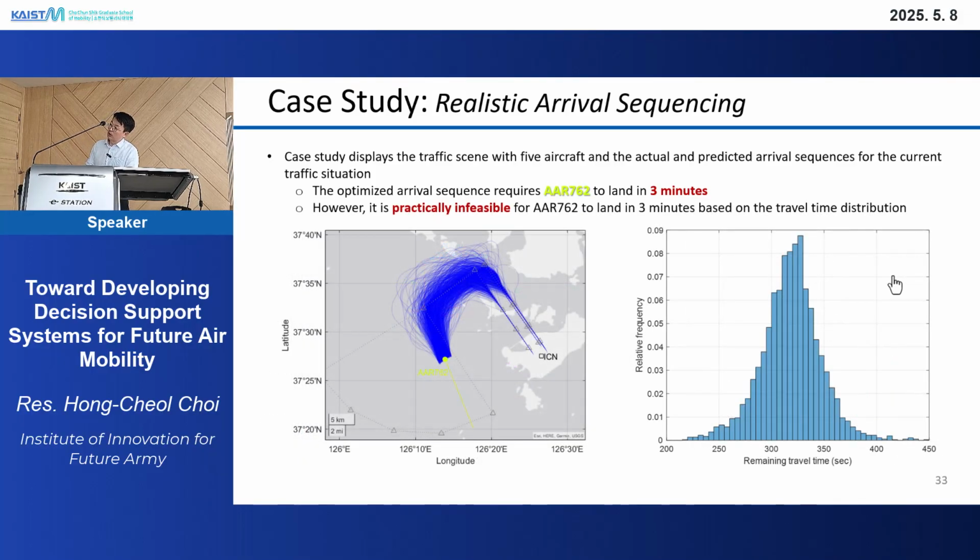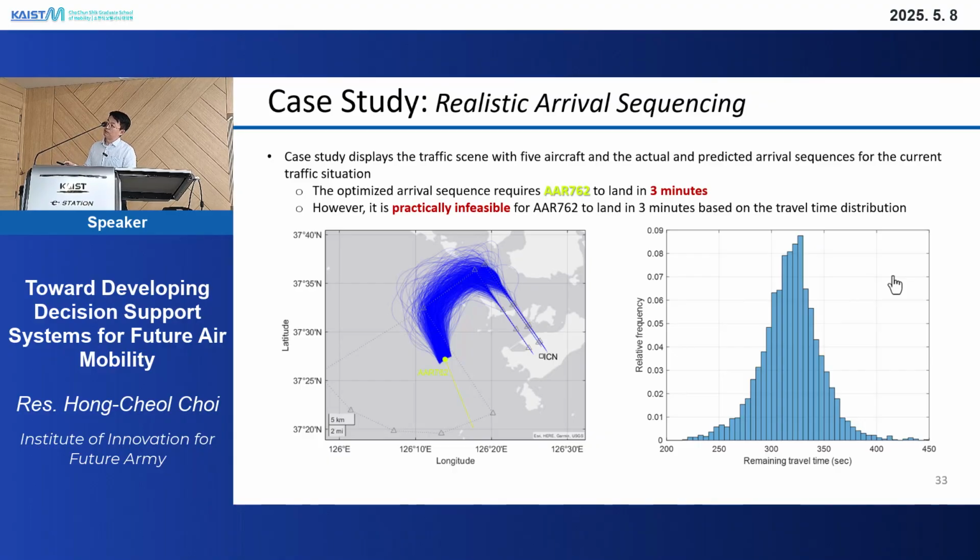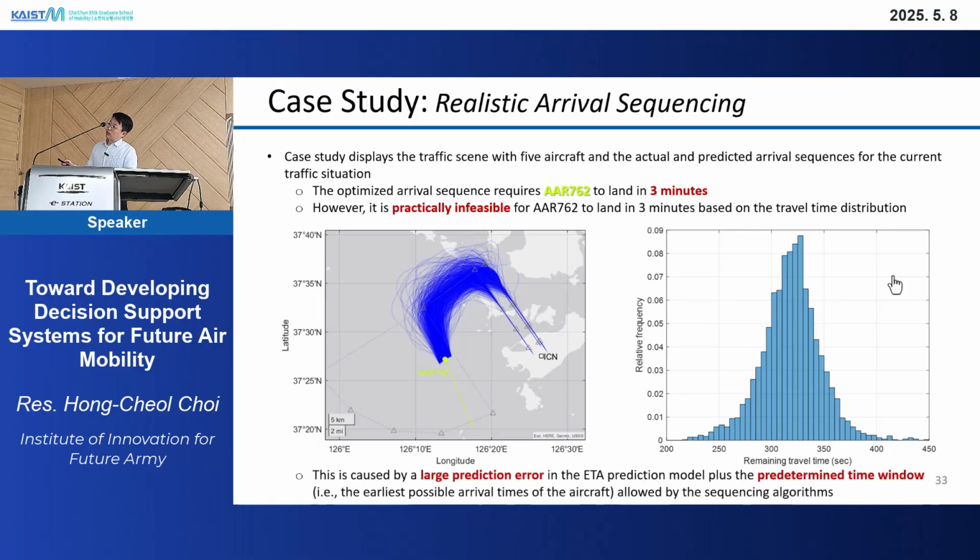This is because if we focus on this aircraft, based on this travel time distribution, landing within 3 minutes is practically infeasible. It is not impossible, but it is not usual for these landing procedures. So this optimization algorithm can provide some unrealistic arrival sequences. This can be caused by large prediction errors in ETA predictions, and also some predetermined time windows in the sequencing algorithm.